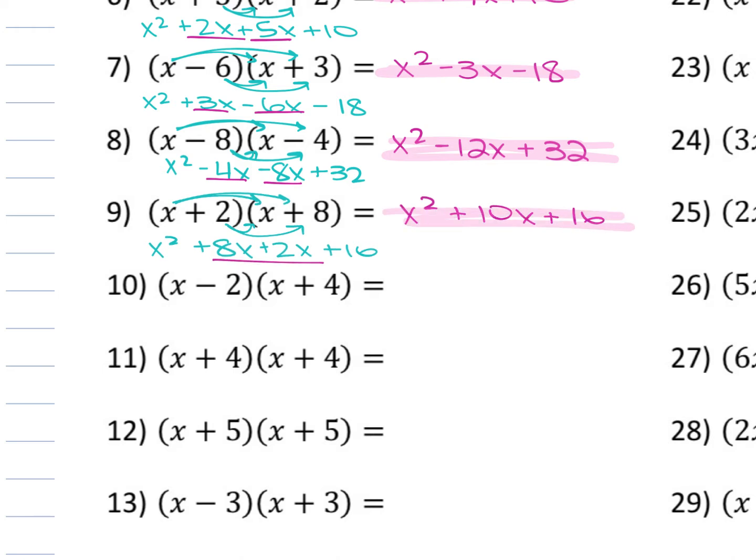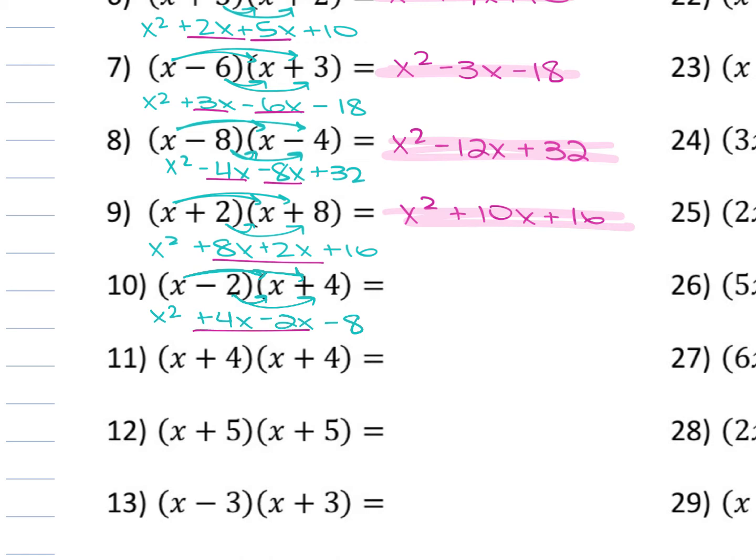Number 10, we have x minus 2 times x plus 4. So x times x is x squared. x times 4 is 4x. Negative 2 times x is negative 2x. And negative 2 times 4 is negative 8.